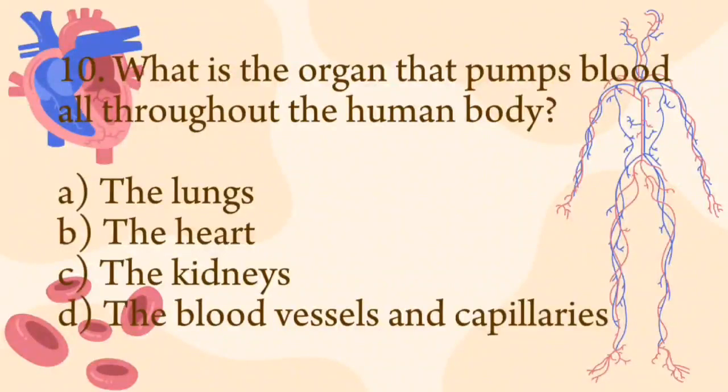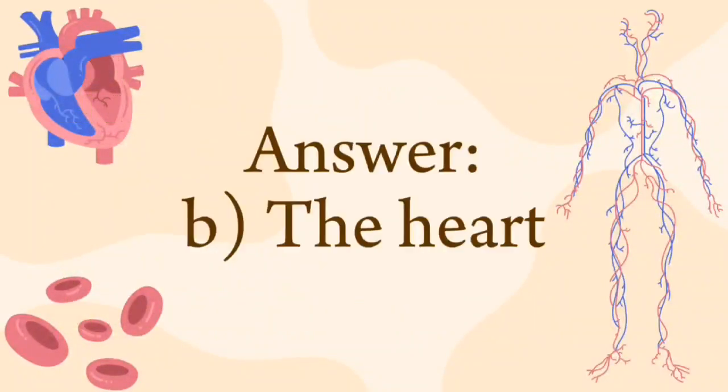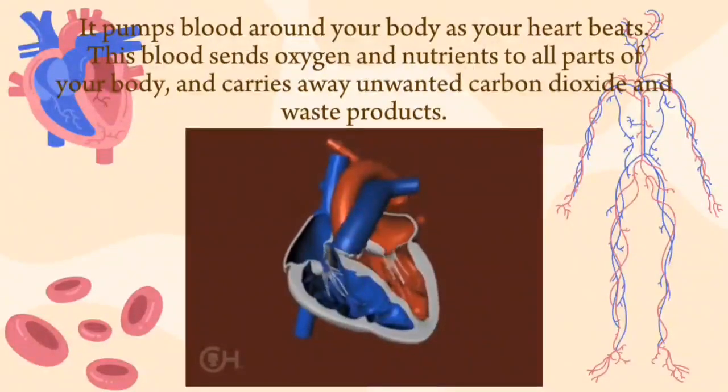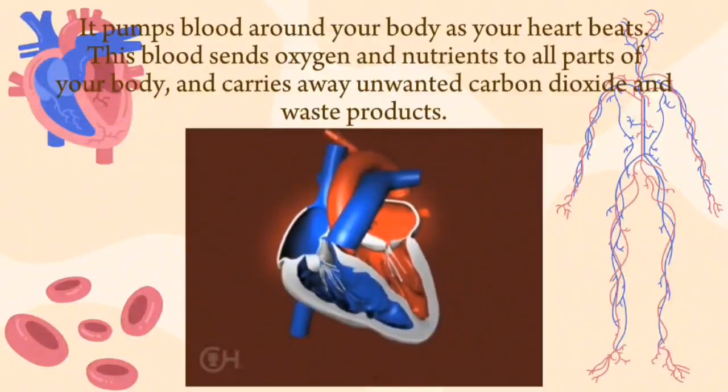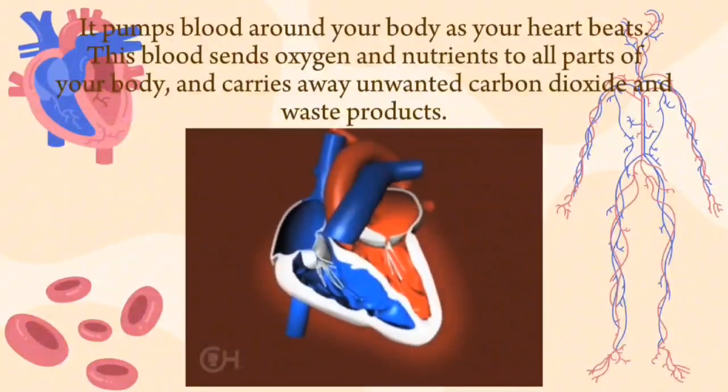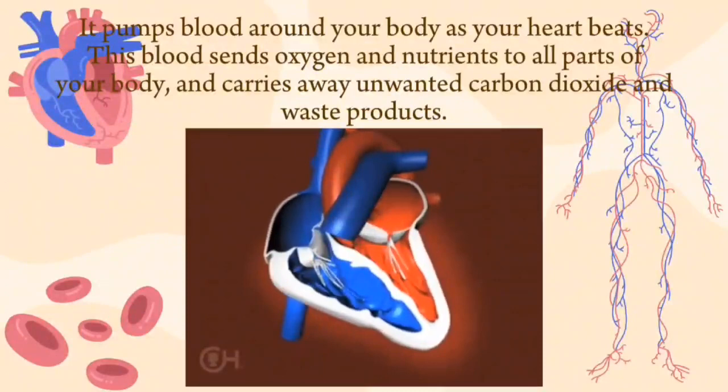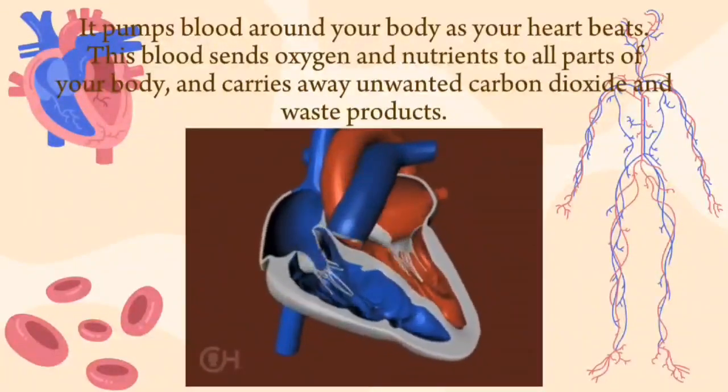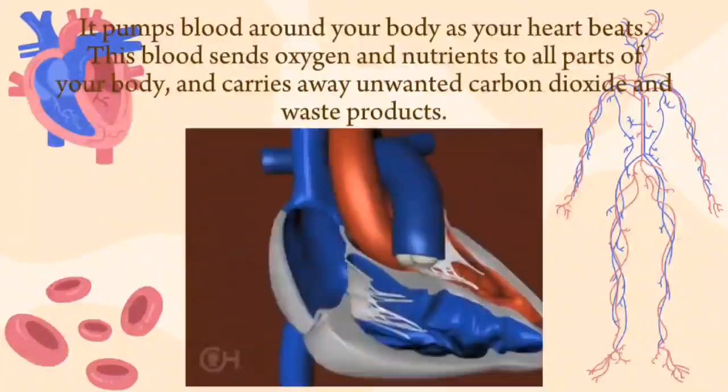10. What is the organ that pumps blood all throughout the human body? A. The lungs. B. The heart. C. The kidneys. D. The blood vessels and capillaries. Answer: B. The heart. It pumps blood around your body as your heart beats. This blood sends oxygen and nutrients to all parts of your body and carries away unwanted carbon dioxide and waste products.